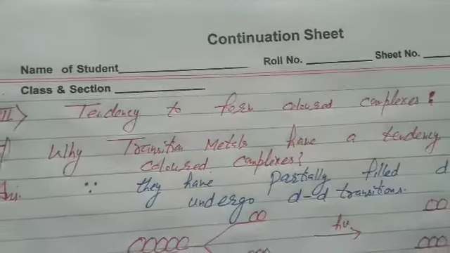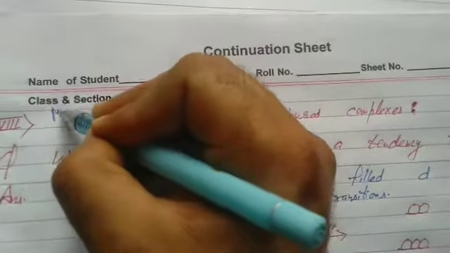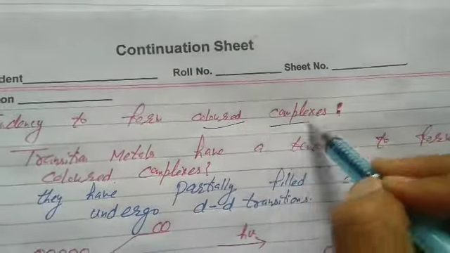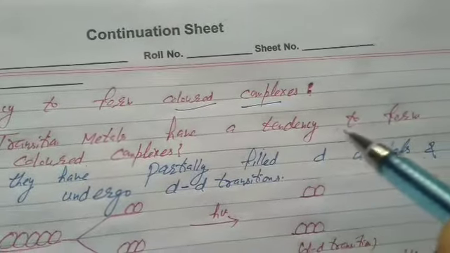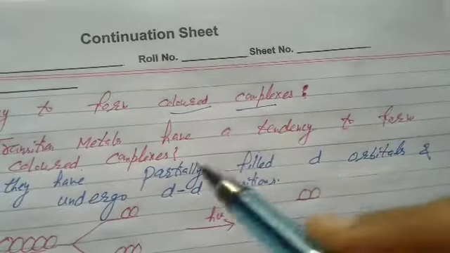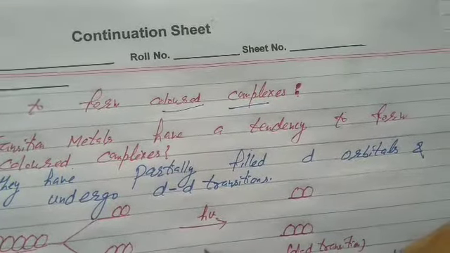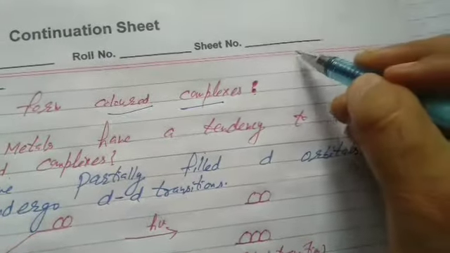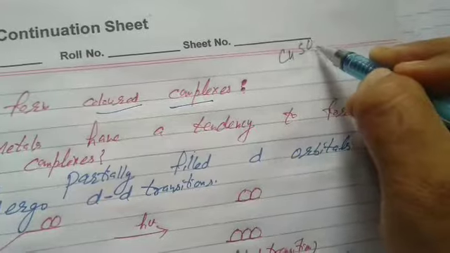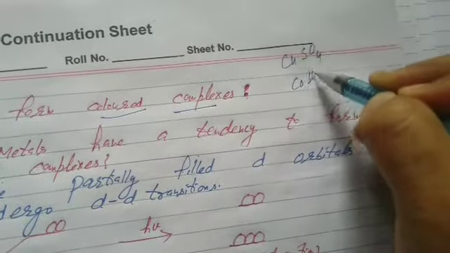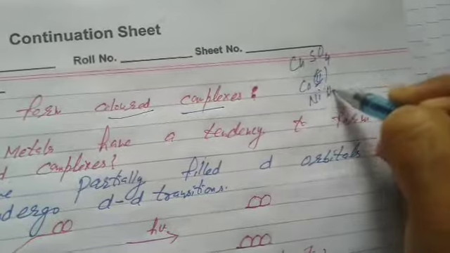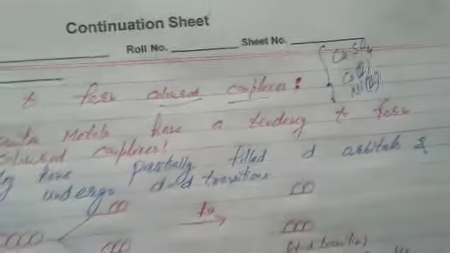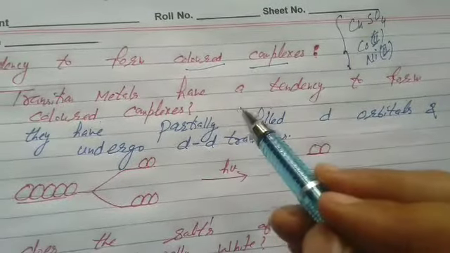After this, the next property is again most important, tendency to form colored complexes. Transition metals have a tendency to form colored complexes. Why compounds of transition metals are colored? Tendency to form colored compounds. Transition metals, students, copper sulfate, that is blue in color. Cobalt 2 salts, they are pink in color. Nickel 2 salts, they are green in color. That's the question, why transition metals or their compounds are colored? They have the tendency to form colored compounds.